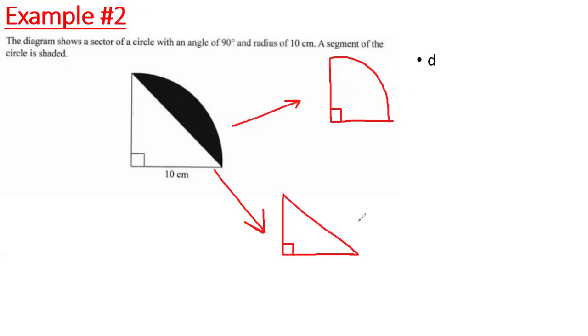So this right here is obviously a right angle triangle. So it's a right triangle. That's a right triangle. And this here is a sector of a circle, which is really a quarter of a circle. So it's a quarter of a circle.